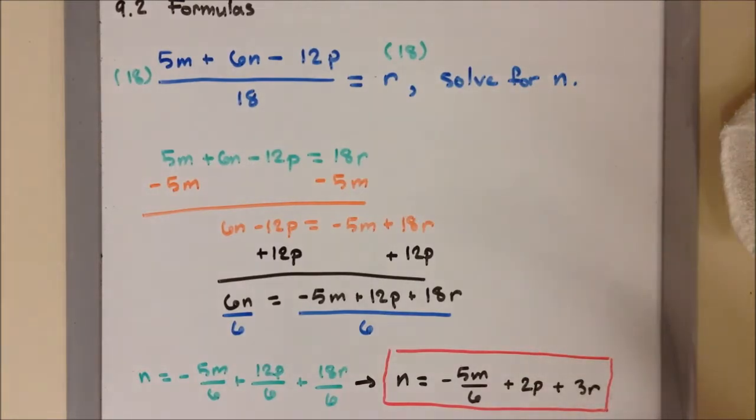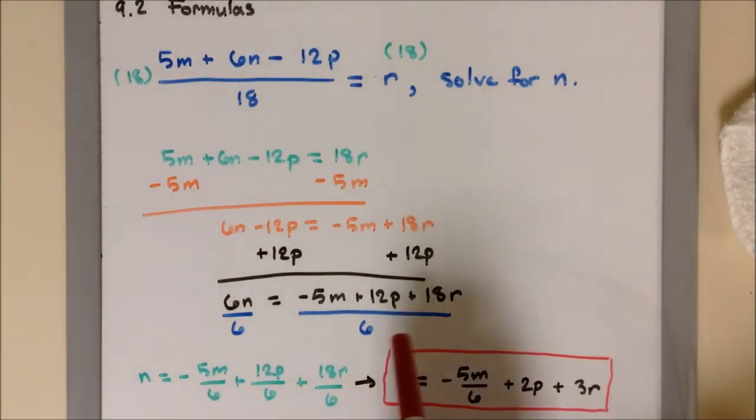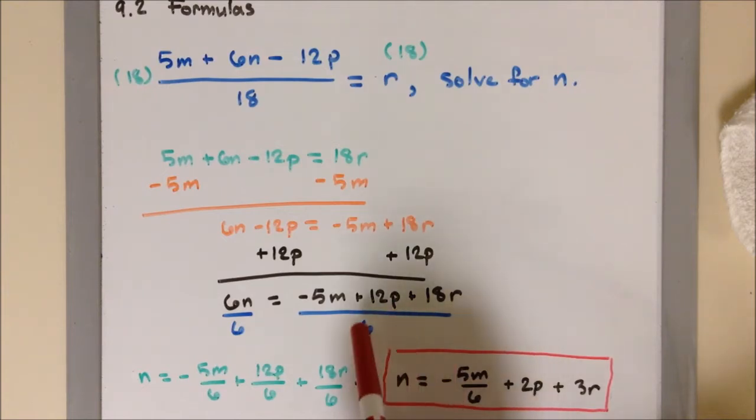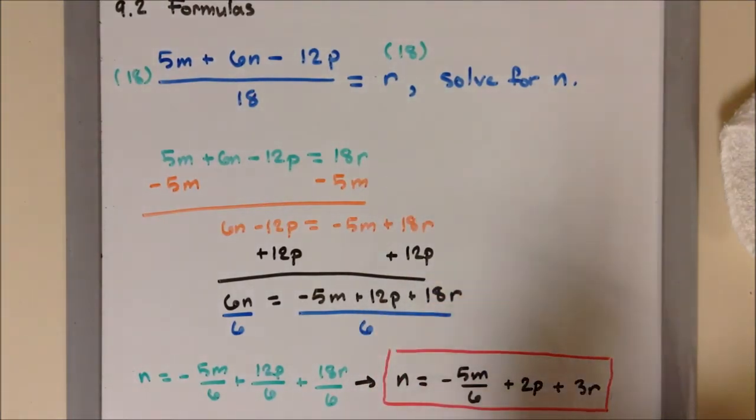So that's what you do when you double check if you can split into multiple fractions and see if the numerator and the denominator have something in common. 6 and 12 have 6 in common. 18 and 6 have 6 in common. That means that you can simplify the fraction. And that's why we're going to have our final answer, n equals negative 5m over 6 plus 2p plus 3r.